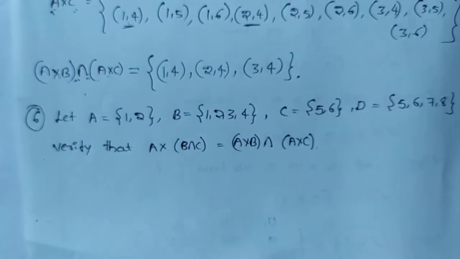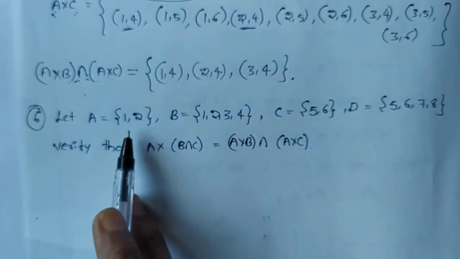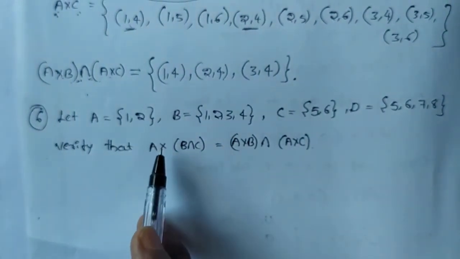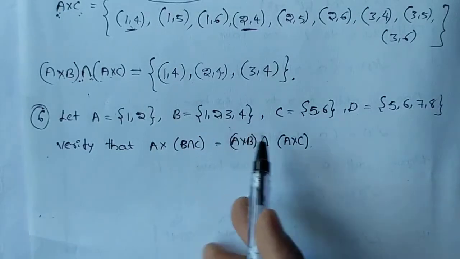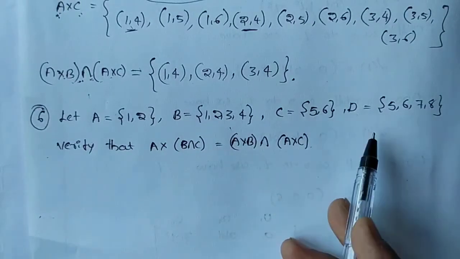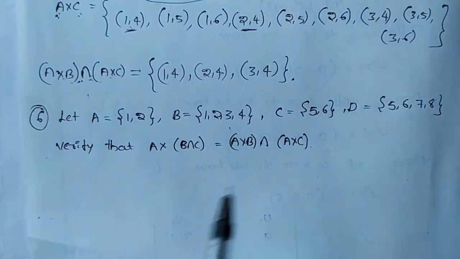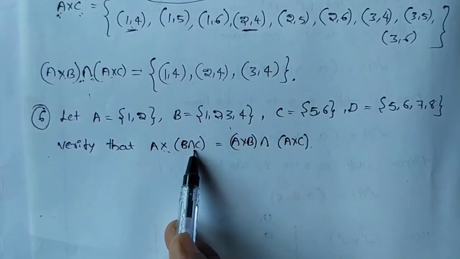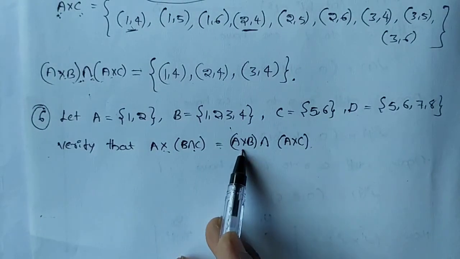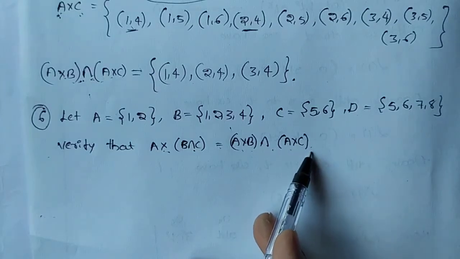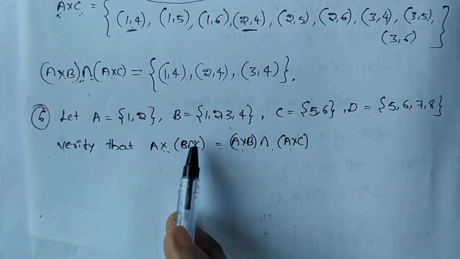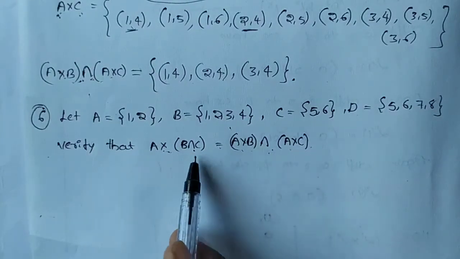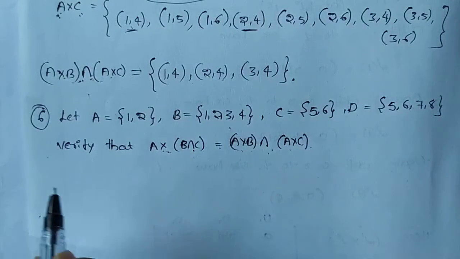Let A equals {1, 2}, B equals {1, 2, 3, 4}, C equals {5, 6}, D equals {5, 6, 7, 8}. Verify that A cross B intersection C equals A cross B intersection A cross C. Let us verify whether these two are equal or not. Solution.